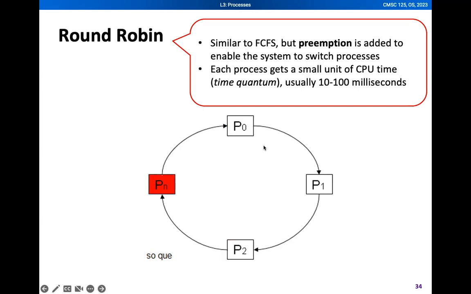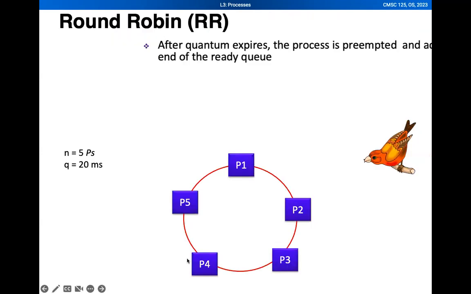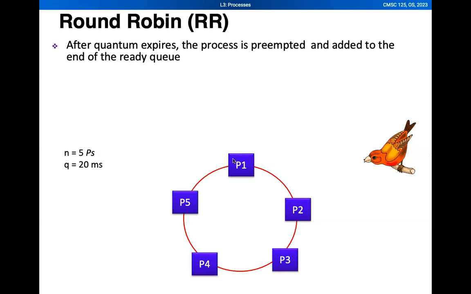The ready queue is treated like a circular queue, and the CPU scheduler goes around this ready queue, allocating the CPU to each process for only a time interval. Again, we are treating the ready queue as a circular first in, first out queue of processes. After a quantum expires, once a process has done its execution for some time period, it gets preempted and added to the end of the ready queue.